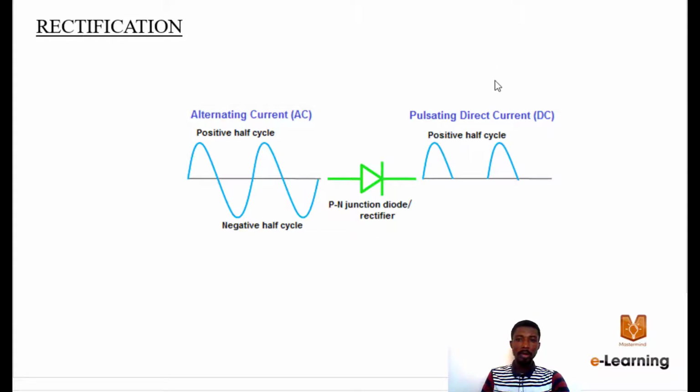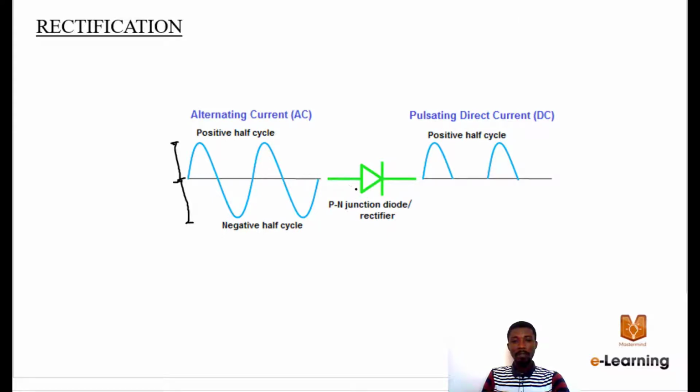This is our alternating current. We see that these are the positive half cycle. From here to here is our positive half cycle. Here to there is our negative half cycle. When it is in the positive half cycle, it is forward biased. When it is in the negative half cycle, it is reverse biased. We also mentioned that in the positive half cycle, current flows, and in the negative half cycle, the current is blocked.